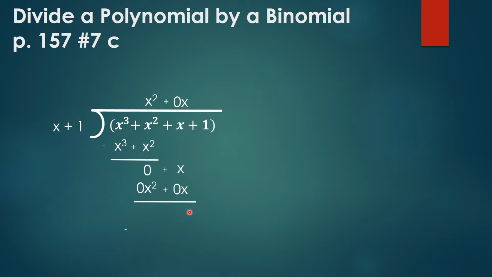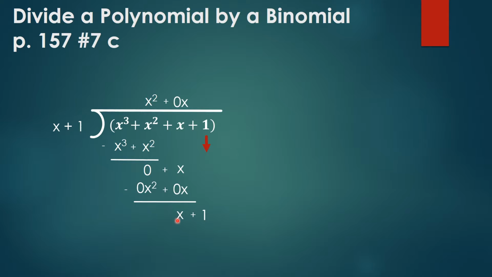x minus 0x is 1x, or x. And 0 minus 0 is 0. So then I bring down the 1. And I also have to bring down the sign in front of the 1. It's plus 1. Then I look at this again.